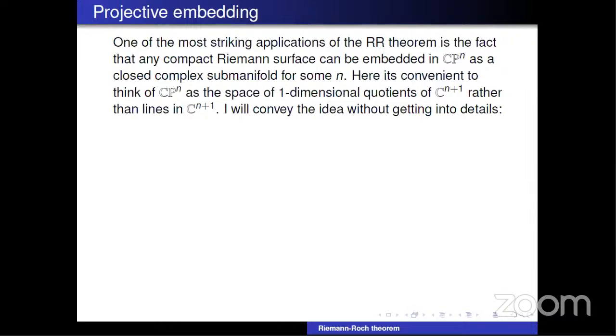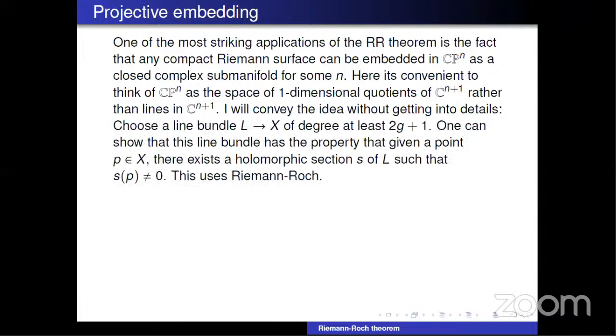Here it's convenient to think of CP^n as the space of one-dimensional quotients of C^(n+1) rather than lines inside C^(n+1). Just a matter of convenience, think of CP^n as quotients rather than lines. I will convey the idea without getting into details. So choose a line bundle L over X of degree at least 2g+1. Now one can show that this line bundle has the property that given any point P, there exists a holomorphic section s so that s(P) is not equal to 0. This already uses Riemann-Roch: given a point, you can find a section which is non-vanishing at that point.